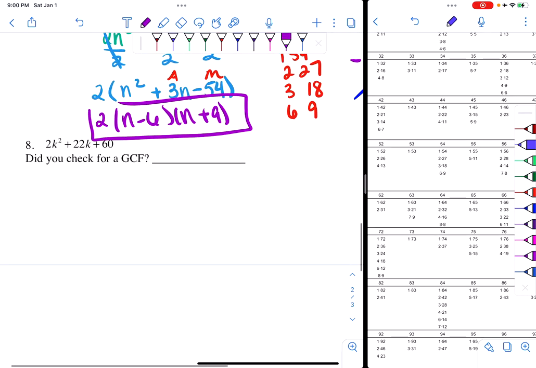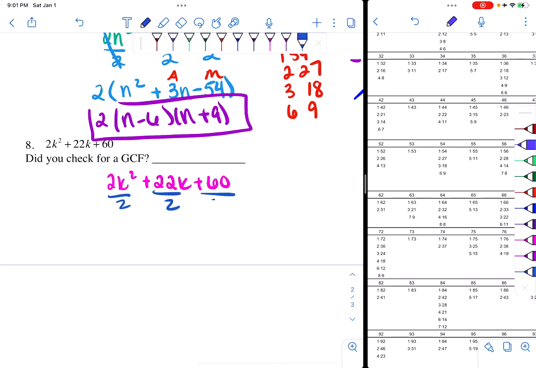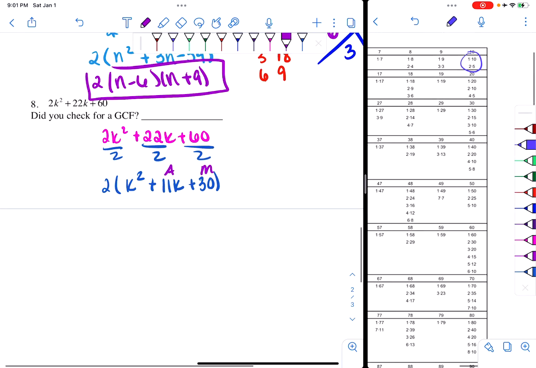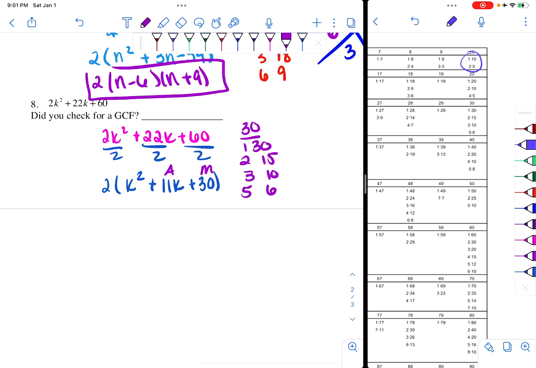Now, number 8. I have 2k squared plus 22k plus 60. And as I said before, we just divide by that leading term of 2. 2 divided by 2 is 1, so I have 2 times k squared. 22 divided by 2 is 11, so I have 11k. 60 divided by 2 is 30. So I want to add up to 11 and multiply to 30. The numbers that make 30 are 1 and 30, 2 and 15, 3 and 10, and 5 and 6.